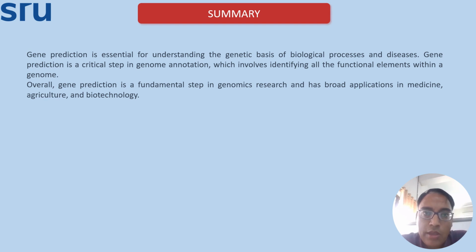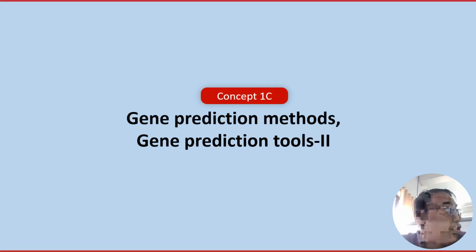Okay, so till now we have studied that gene prediction is a critical step in the annotation of the genome. We have used several methods, three categories of methods, to predict the genes. Now we'll be moving on to further details, that is, gene prediction tools, in the next phase of this session.